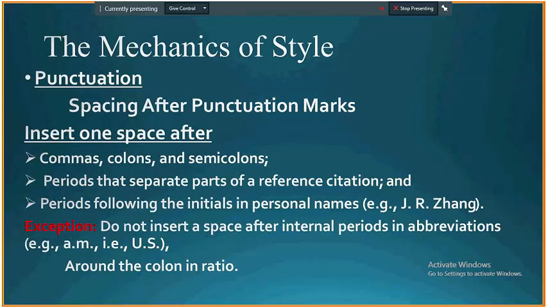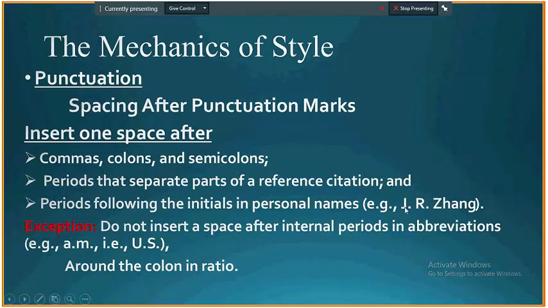Regarding the mechanics of style, I would present about punctuation, colon, semicolon, comma, dash, abbreviation, and spelling, and spacing after punctuation marks. Means there are some punctuation marks we need to use, like comma, colon, and semicolon. After the comma, after the colon, after the semicolon, we must insert one space. Similarly, periods that separate the parts of our reference citation. In the reference citation, when we put the period, after the period we must insert one space. And the next one is periods following the initials in a personal name.